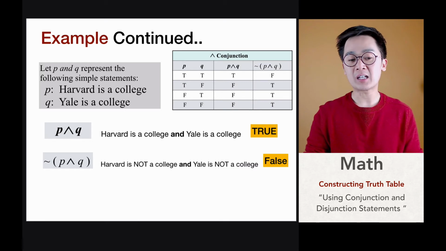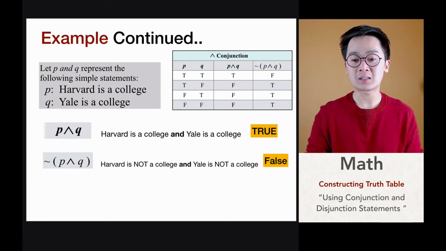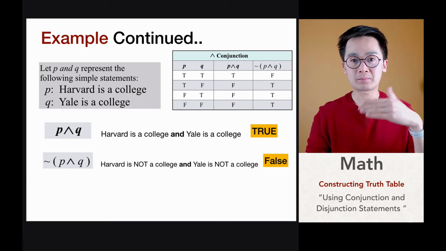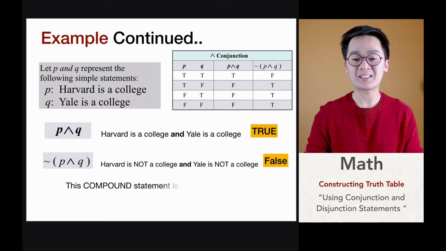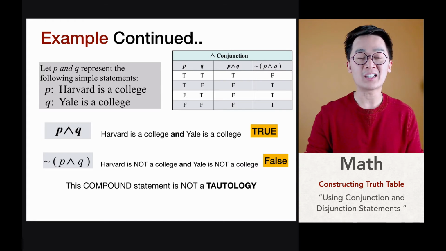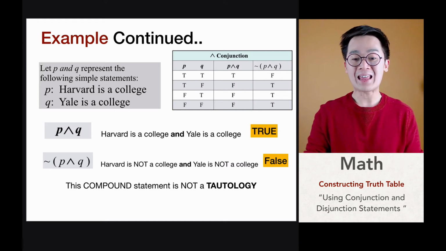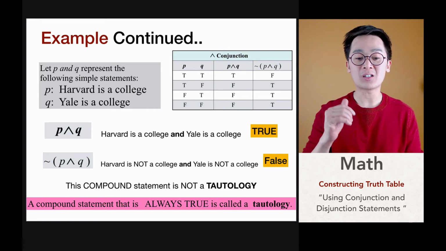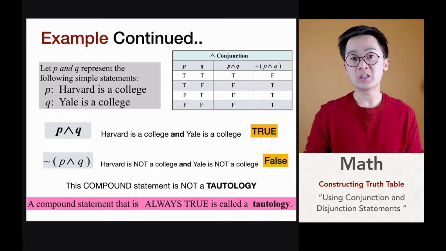Now there's a special case for compound statements that are always true; we call it a tautology. The compound statement in our example is not a tautology because P and Q is true and its opposite operation, which is not P and Q, is false. By definition, a compound statement that is always true is called a tautology, and in this case it's not always true because not P and Q is a false statement.